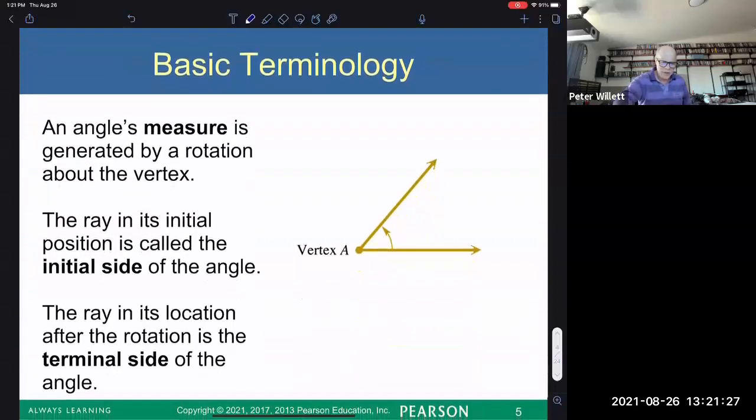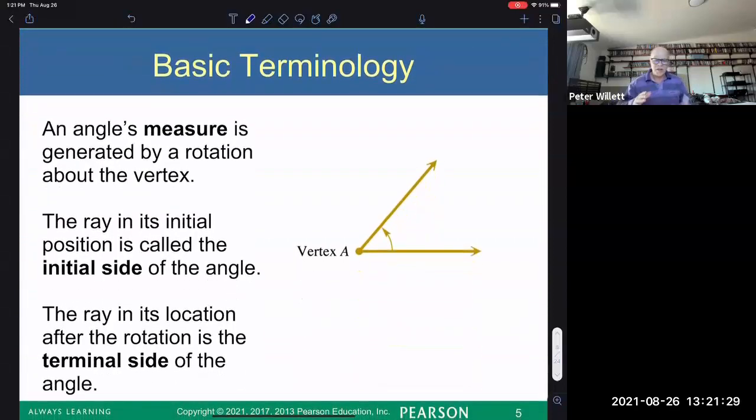So once we have these angles defined and we imagine how big a spread there is, well, then we talk about how to measure that. So a measure of an angle is generated by a rotation about the vertex. So that's why I kind of drew that arrow on the previous slide. I'm now putting it in here. Some way we want to have a sense of how far did we open up the space or the angle between the two rays. And we'd like to be able to give a value for that.